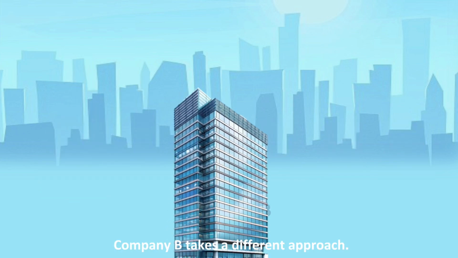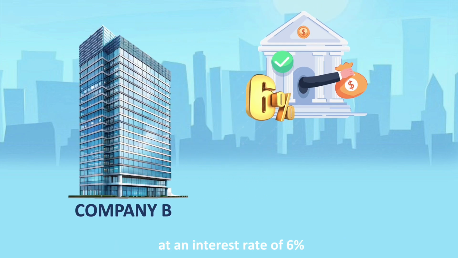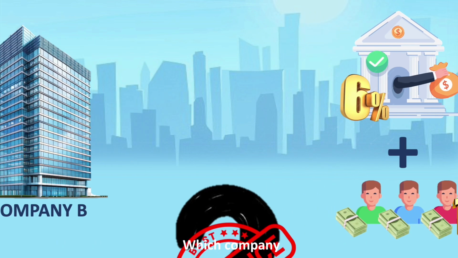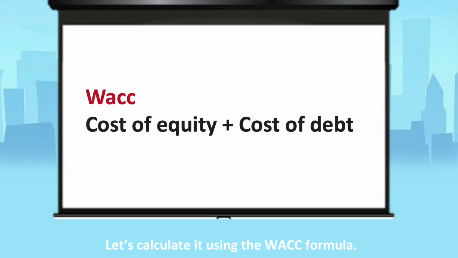Company B takes a different approach. It's borrowing part of the money from a bank at an interest rate of 6%, and it funds the rest using equity with the same 10% expected return from shareholders. Which company has the cheaper overall cost of financing? Let's calculate it using the WACC formula.